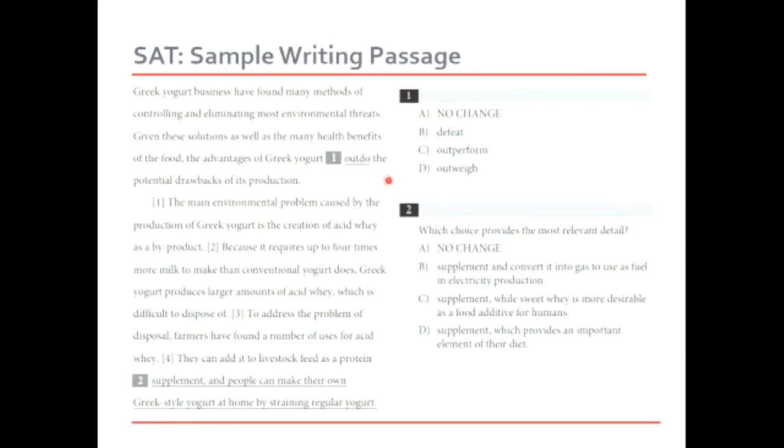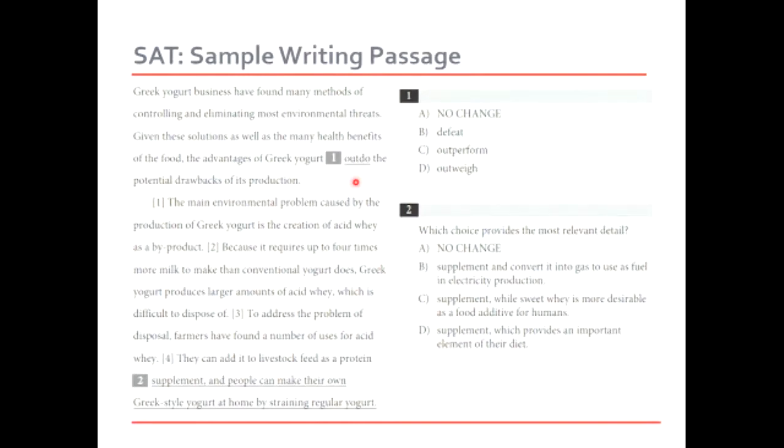Now the word outdo. Do you think it's appropriate? Do you think it should be changed? Let's look at the options. So for question number 1, the options are no change, defeat, outperform, and outweigh. Now, if you look at the word outdo, this sounds more like an action that a thing like Greek yogurt is doing. So what I would suggest is that we should be changing the word and we should look for the most appropriate word out of these 3 choices.